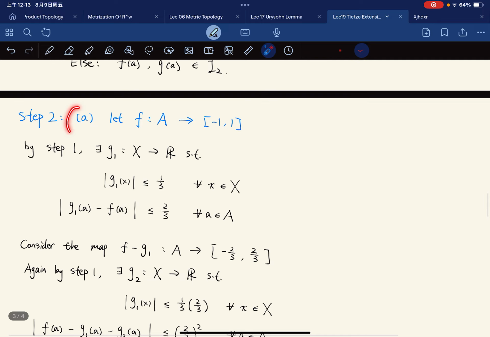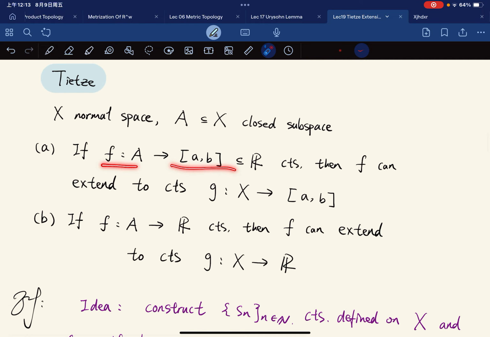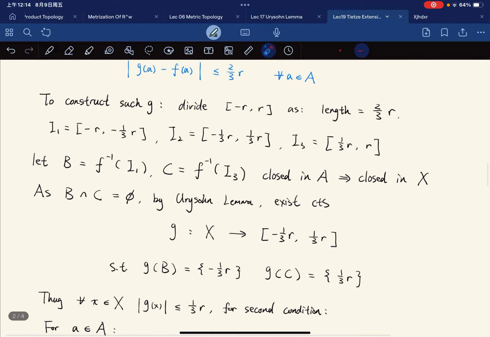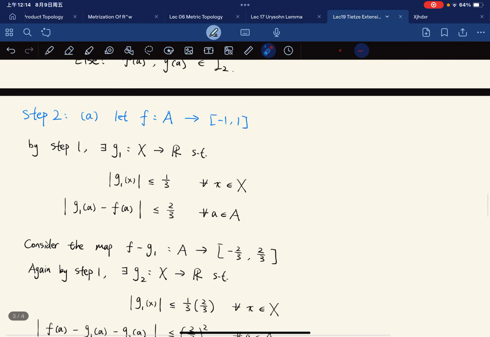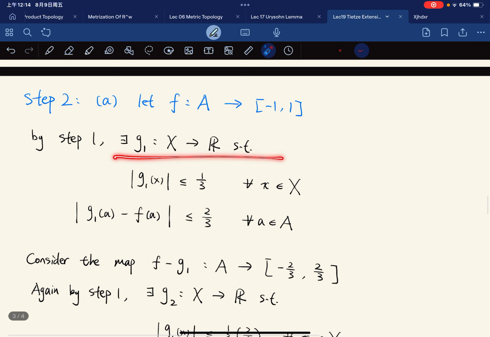So we're going to prove part 8 of the theorem. Remember, part 8 of the theorem says that if you have a continuous function from A to a closed interval, then you can extend it to the entire space with values in the closed interval. Without loss of generality, we can assume that it maps into [-1, 1], right? And then we apply step 1 with r equal to 1.